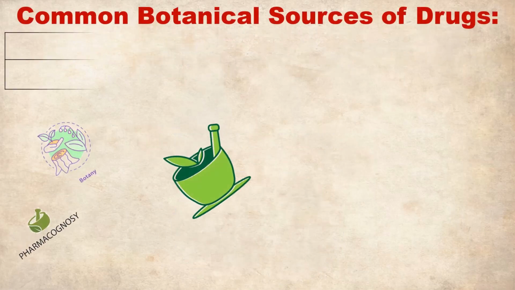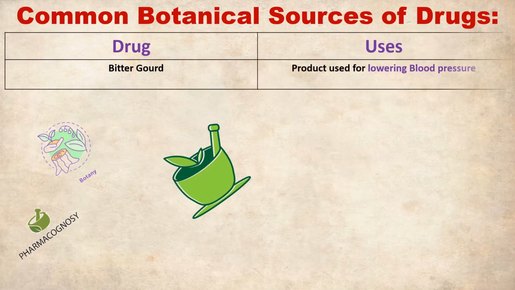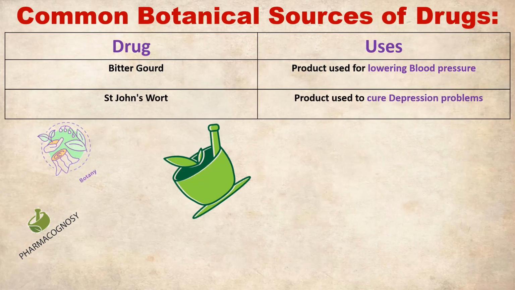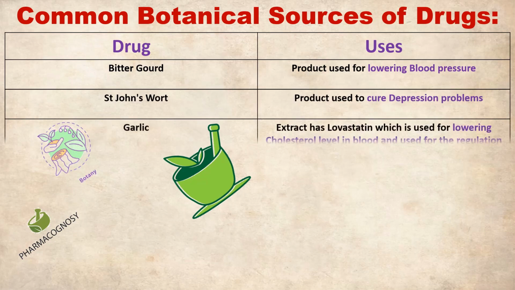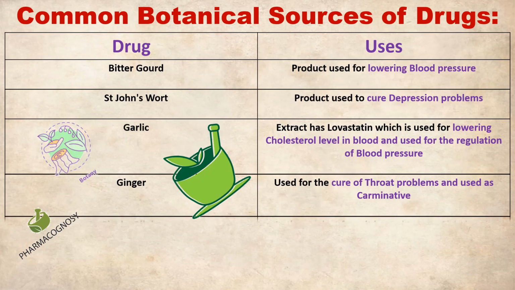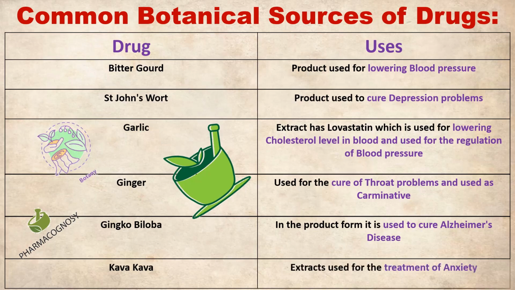In pharmacognosy, let's discuss some common botanical sources of drugs. For example, bitter gourd product is used for lowering blood pressure. St. John's wort product is used to cure depression problems. Garlic extract has lovastatin, which is used for lowering cholesterol level in blood and used for the regulation of blood pressure. Ginger is used for the cure of throat problems and used as carminative. Ginkgo biloba, in the product form, it is used to cure Alzheimer's disease. Kava extracts are used for the treatment of anxiety.